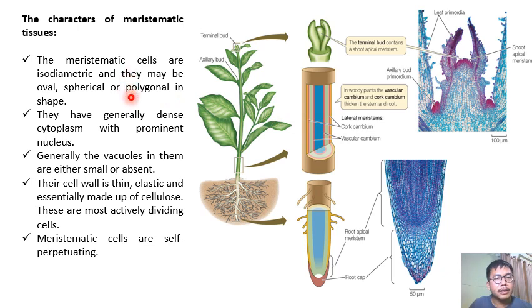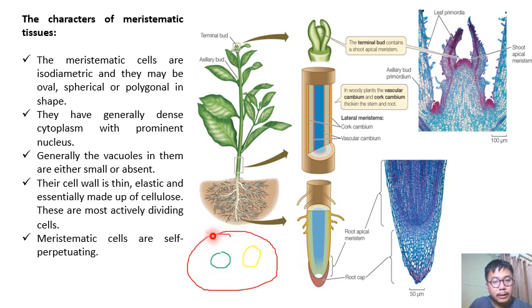These meristematic cells are isodiametric, that means they may be oval, spherical, or polygonal in shape. Generally the cytoplasm will be dense. They will have thick cytoplasm with a prominent nucleus, which will be visible easily, and the vacuoles will be absent. In case it is present, it will be very small. The vacuole will be very small, but in the majority of plant cells, vacuoles are very big.